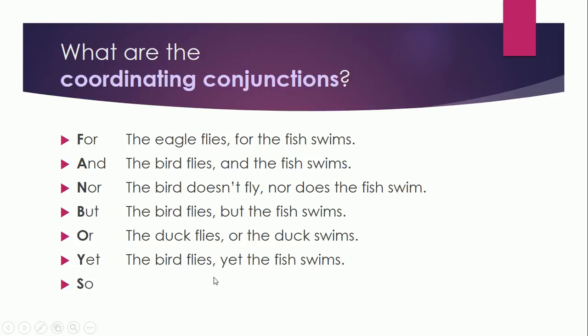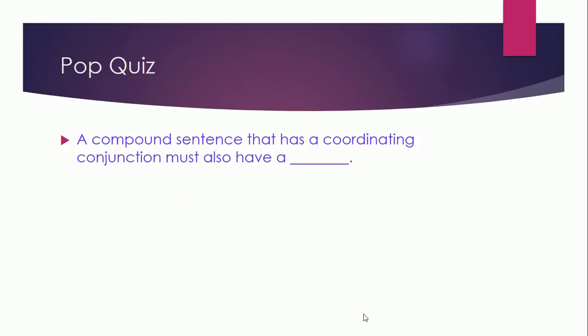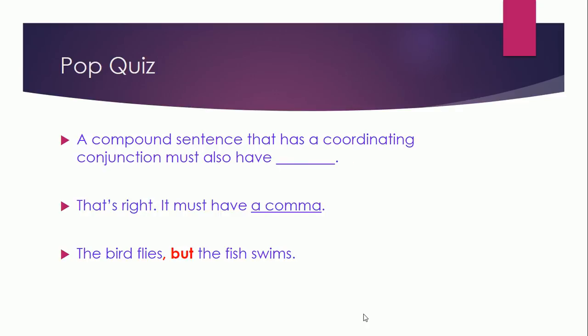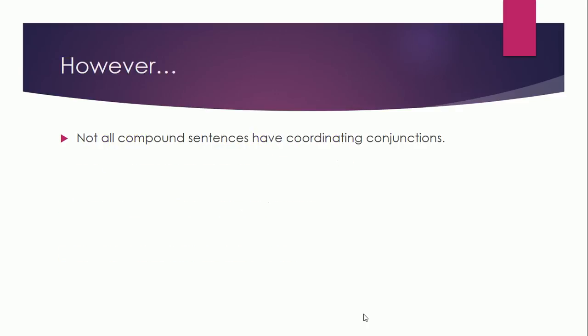So you guys know instinctively when to use conjunctions, so you have the idea when to use them. Just remember, FANBOYS covers all of those, and when you are using those conjunctions, you've got to have a comma. Got to have that in there. Pop quiz. A compound sentence that has a coordinating conjunction must have... I just said it. That's right, must have a comma. And then we have the example.